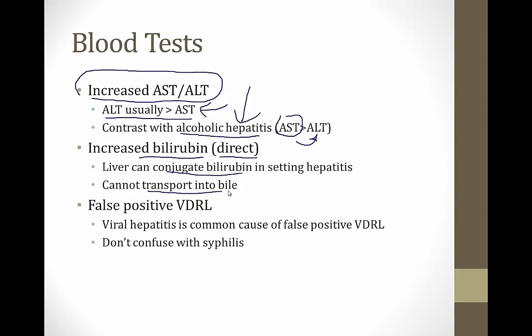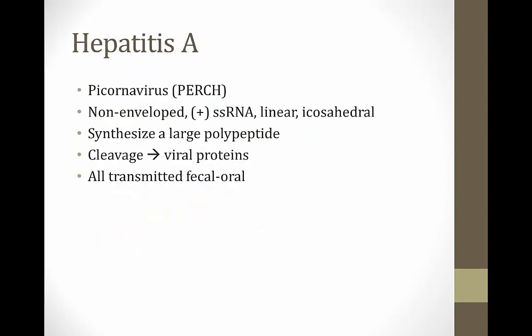Another thing to know about viral hepatitis is that it's one of the many causes of a false positive elevation of the VDRL level. This is a screening test for syphilis, so it will be elevated and abnormal in patients with viral hepatitis, but don't confuse the infection with syphilis. So now let's start talking about the viral hepatitises individually, and we'll start with hepatitis A virus.